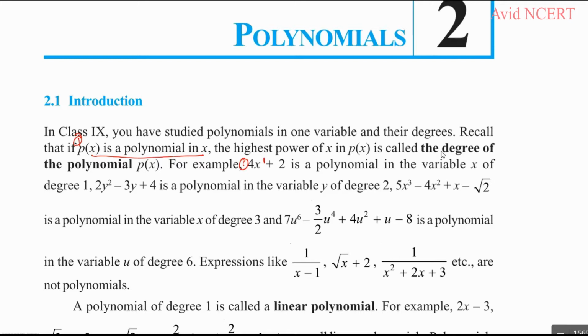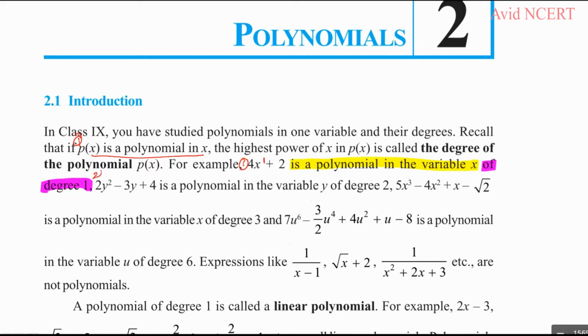Therefore, you have to write this sentence. This is the important sentence. Whatever is there in the question is a polynomial in the variable x of degree 1. So this is how you write if they ask for the degree of polynomial.